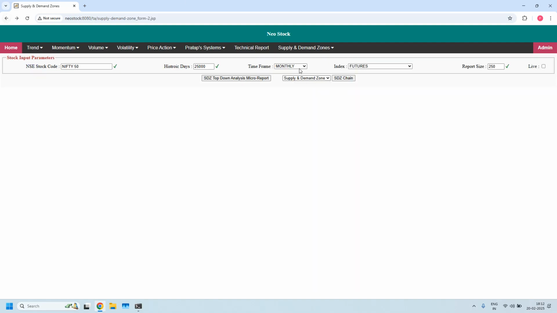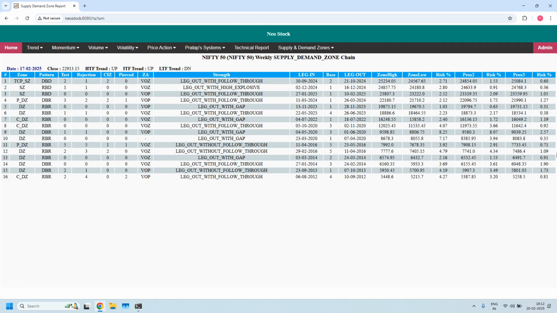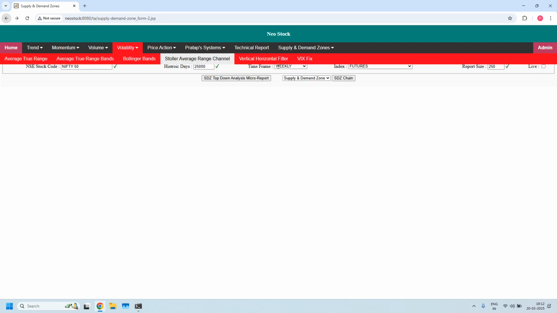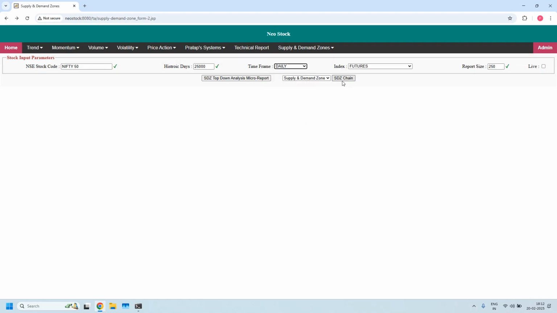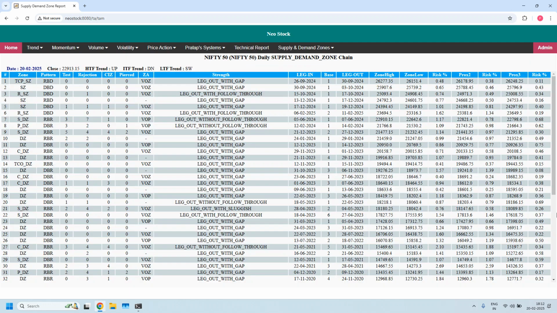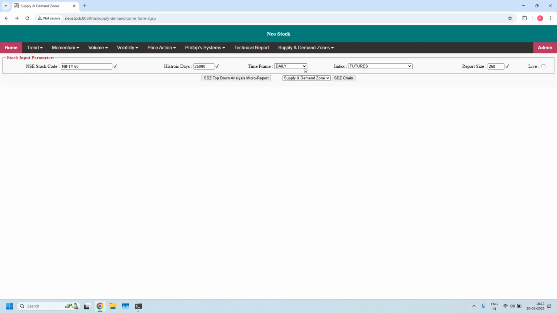Next, weekly supply demand zone chain for NIFTY. Next, daily supply demand zone chain for NIFTY. Next, 125 minutes supply demand zone chain for NIFTY.